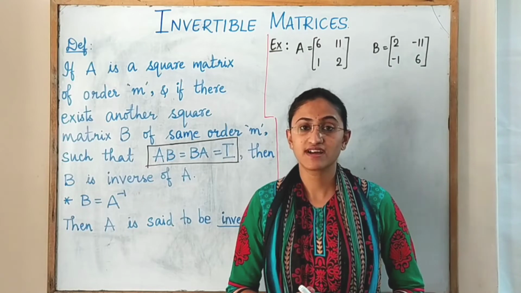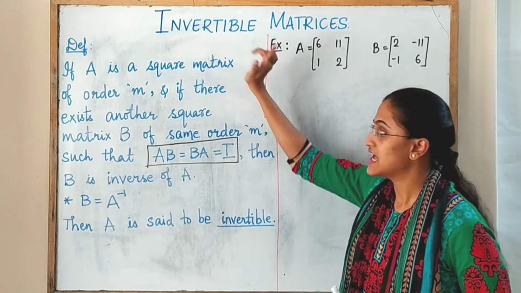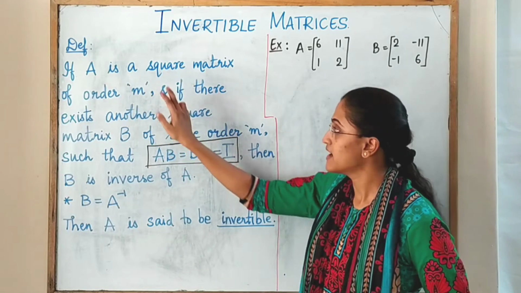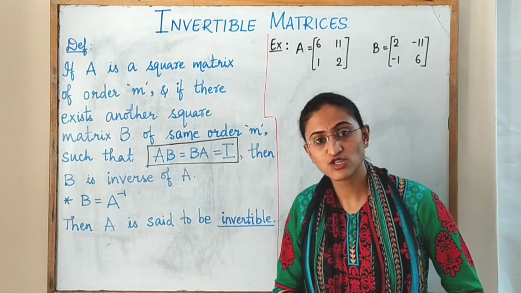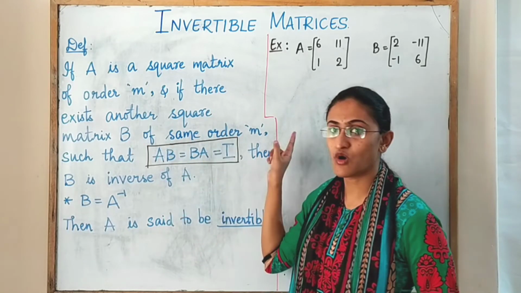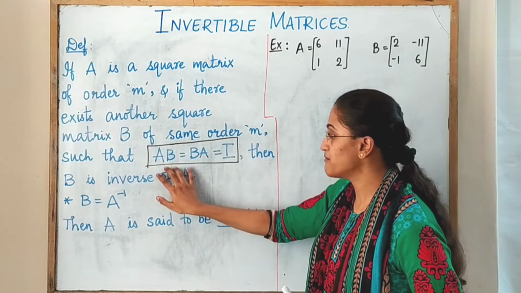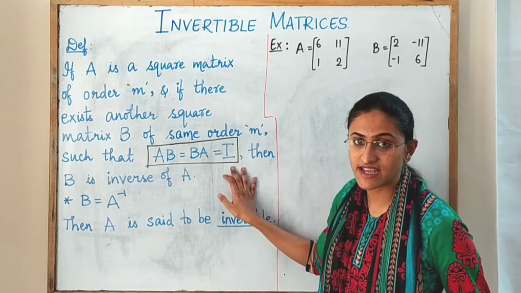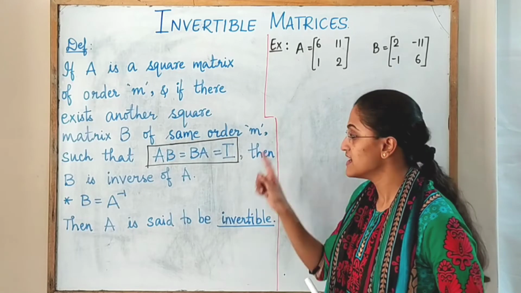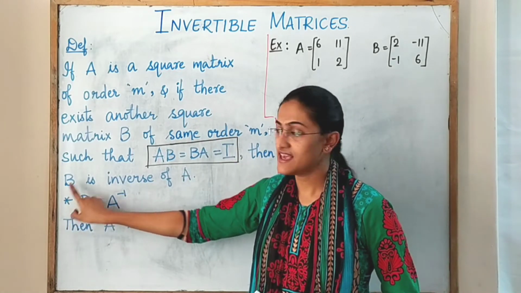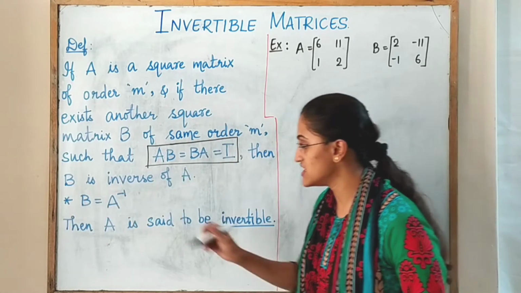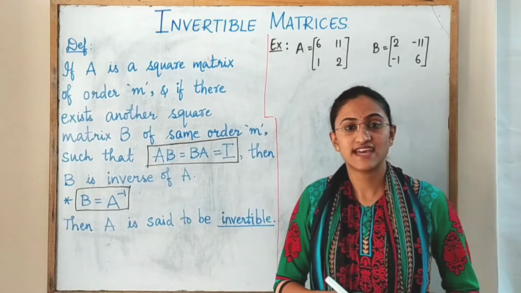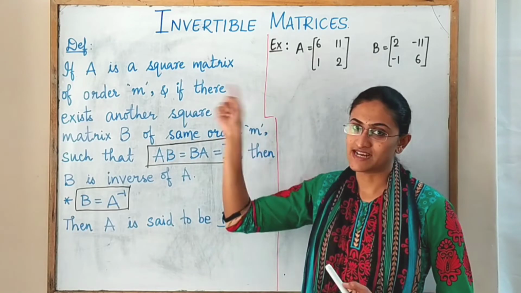The next topic is invertible matrices. Look at the definition. If A is a square matrix of order m, and if there exists another square matrix B of the same order m such that AB is equal to BA is equal to I, where I is the identity matrix of the same order again, then we call B the inverse of A and we denote B as A inverse. And then A is said to be an invertible matrix.